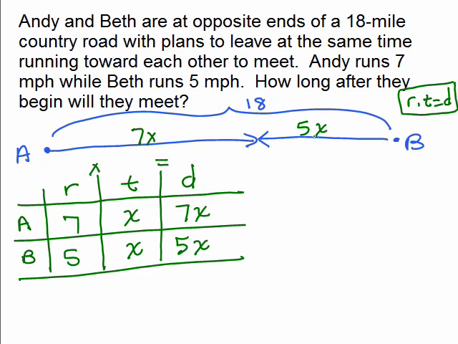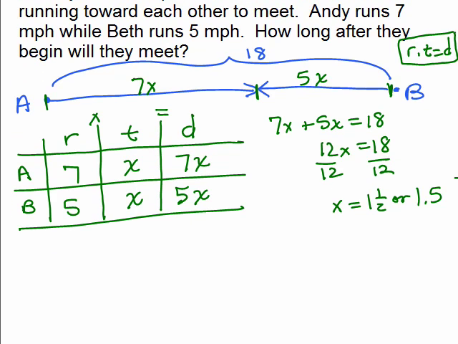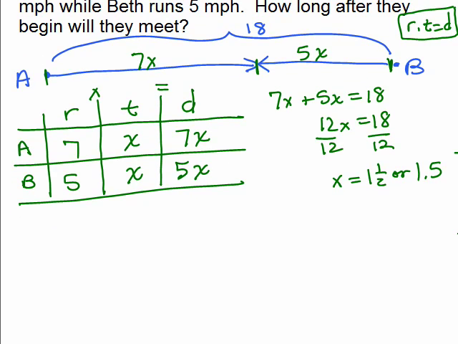Now we look at the picture. This piece plus this piece have to add up to 18. So that's our equation. 7x plus 5x equals 18. So 12x is 18. Divide by 12. And that gives you 1.5. All right, so what does that mean? That means they each ran for an hour and a half.